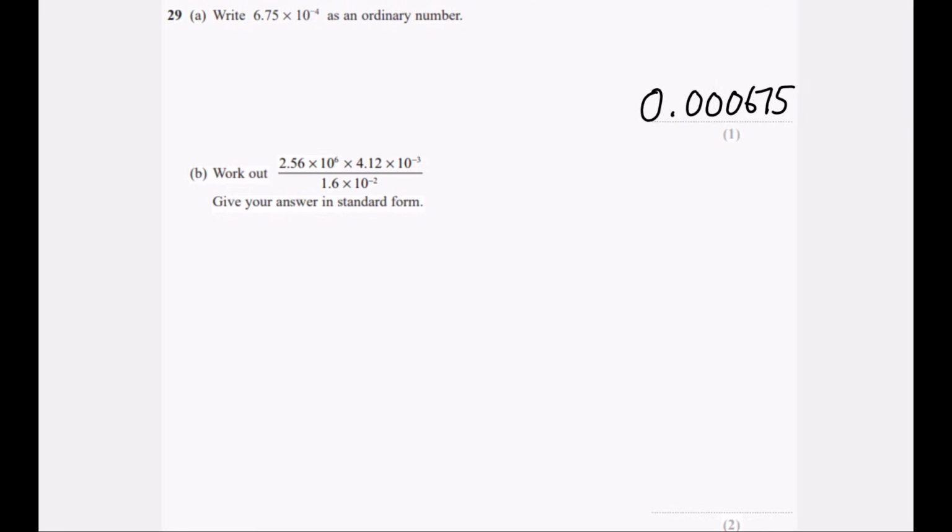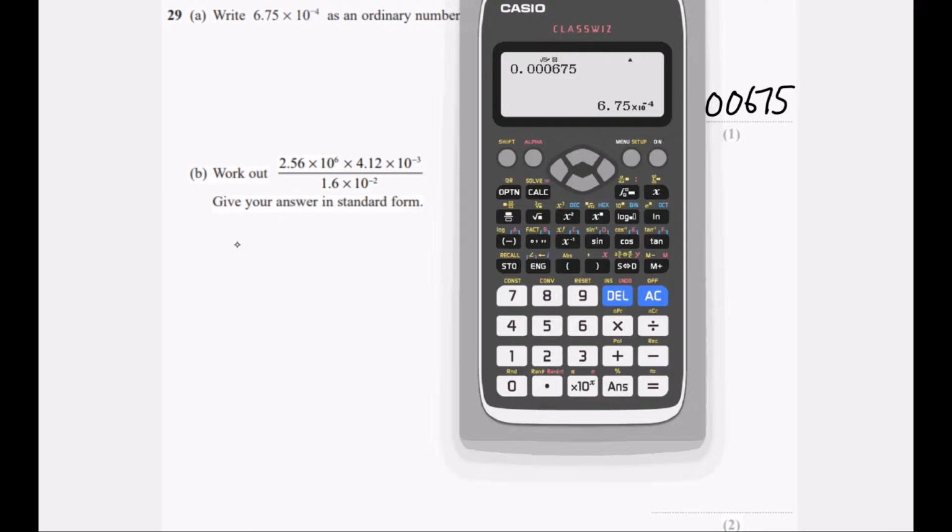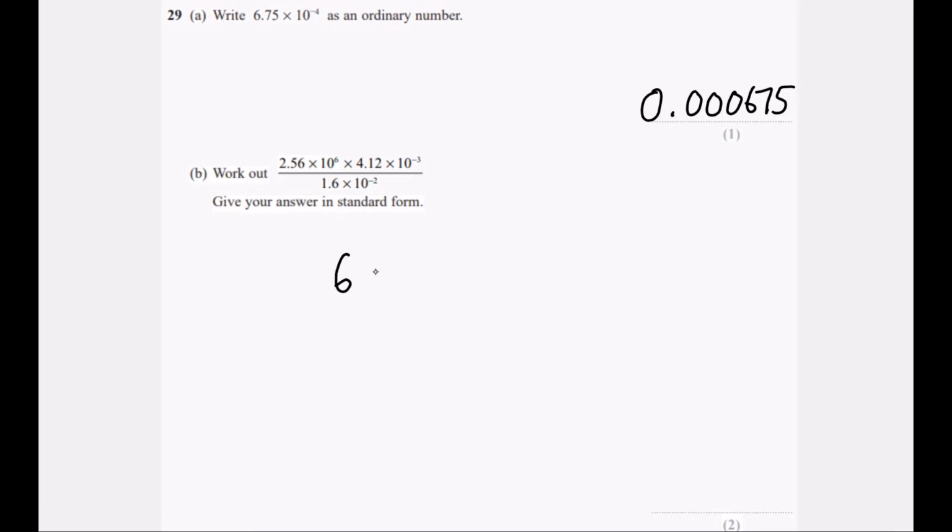Work out, and we've got a big standard form question here. Give your answer in standard form. I'm just going to type it in the calculator. I'm going to use this standard form button to make it slightly easier. So I'm going to do the fraction first. 2.56 times 10 to the power of 6 times 4.12 times 10 to the power of -3 over 1.6 times 10 to the power of -2. I've got 659,200. So that's the answer.